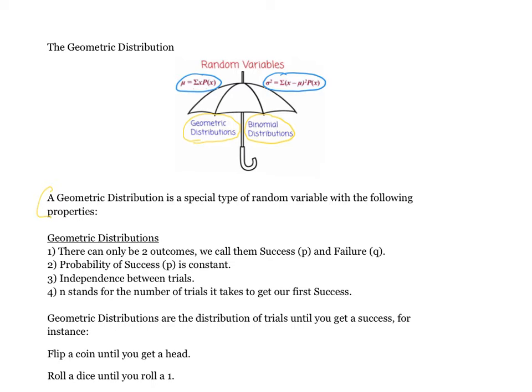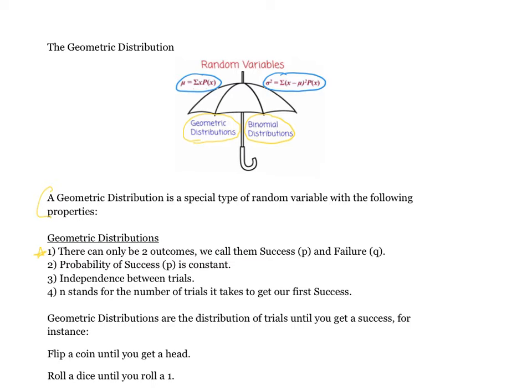So a geometric distribution is a special type of random variable with the following properties. In geometric distributions, there can only be two outcomes. We call them success and failure. Okay, so the situation has to be either or. You either make a shot or you miss it. You either call your mom or you don't. You either eat lunch or you don't. Like there's not a third option. Okay, so there's only two things that can happen. It's like a coin flip. Okay, one is success and one is failure.